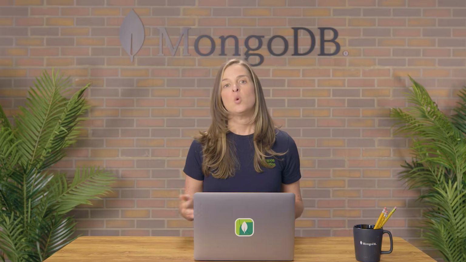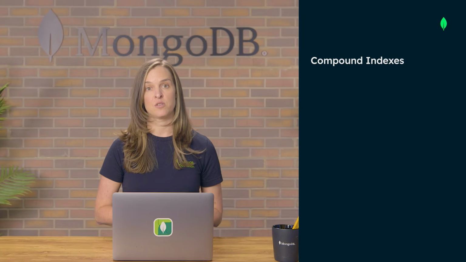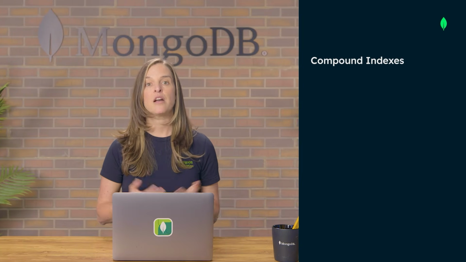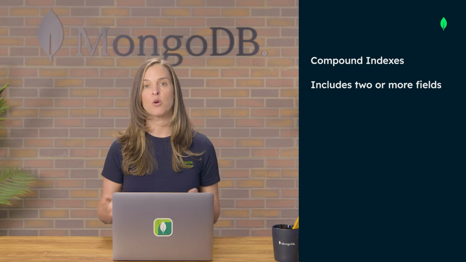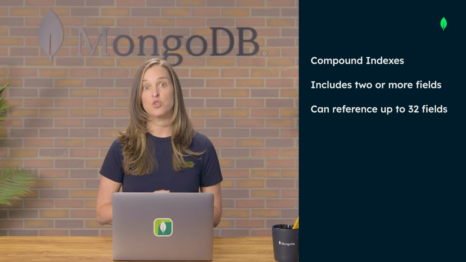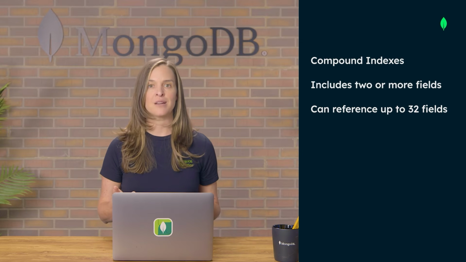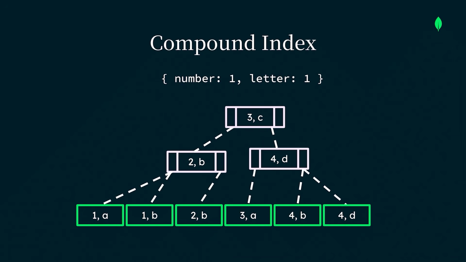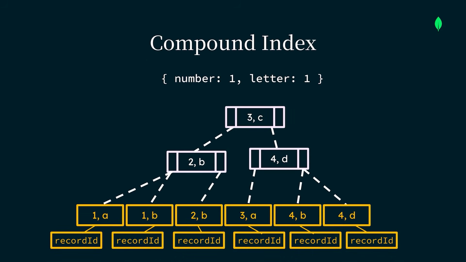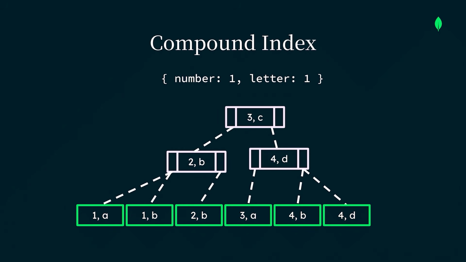Based on these patterns, we can create only 2 compound indexes to support all 3 queries. A compound index supports queries using 2 or more fields and can reference up to 32 fields. If you're coming from a relational database background, a compound index is similar to a composite index. Like a single field index, the leaf nodes of a compound index store field values and the record IDs that point to relevant documents in the collection. Notice that combined values are sorted first by the first field, or prefix, and then by the second field.